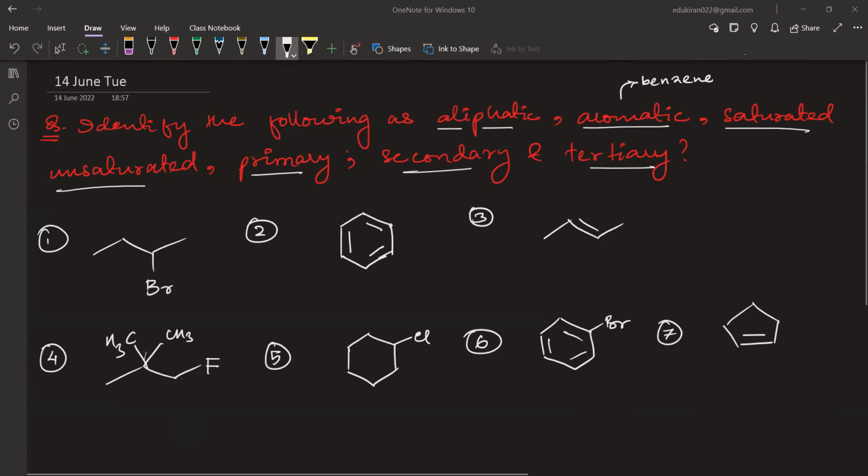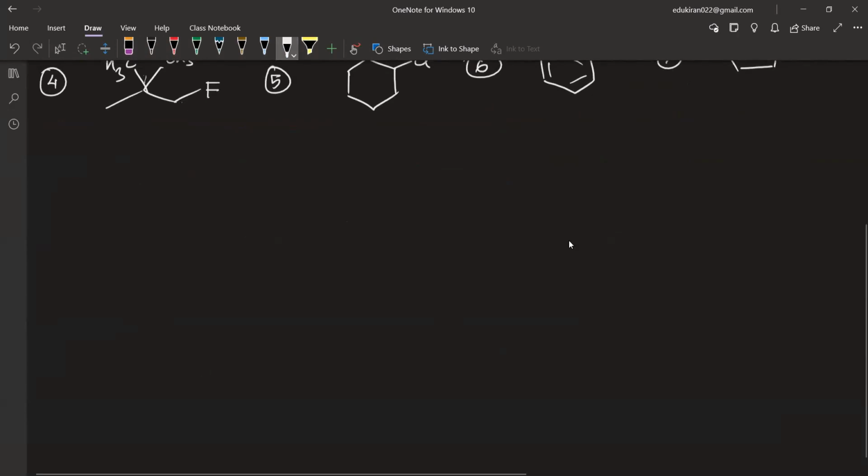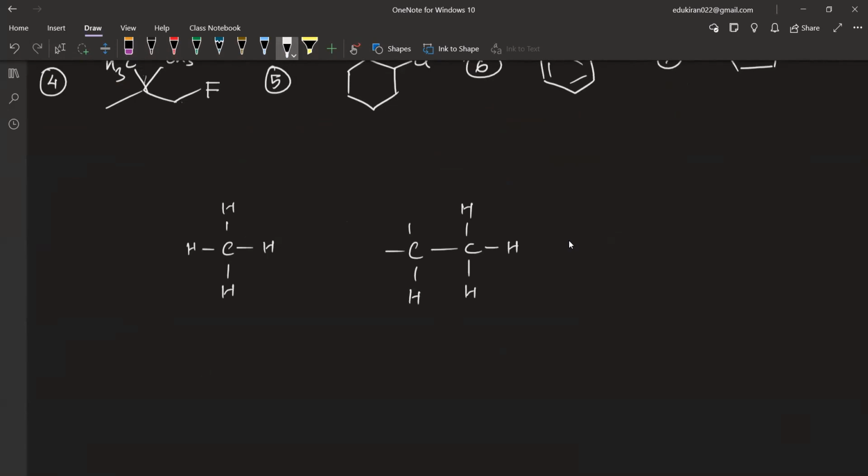Great. Now, saturated, raise your hand if you don't know what is saturated. Okay. So saturated hydrocarbons and unsaturated hydrocarbons. Listen here. If you have one carbon, then the maximum number of hydrogens that you can add is 4. If you have 2 carbons, then the maximum number of hydrogens that can be present in the molecule is equal to 6. Is that right? Yes or no? Please tell me.